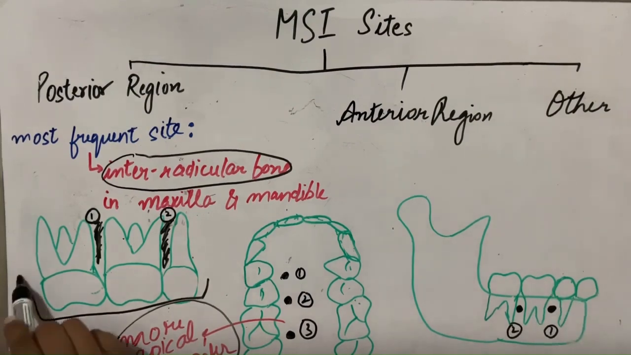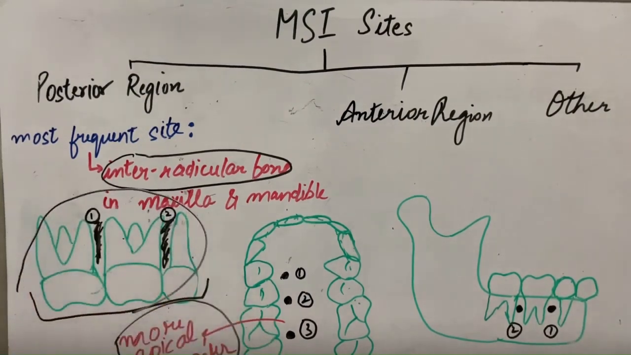Now, as we discussed the maxilla, we come on to the mandible. Here we can see that it's the same as the maxilla. You can see that there are two sites. The interradicular area is between the roots of the teeth. So the first site is between the second premolar and the first molar, and the second site is between both molars, the first molar and the second molar.